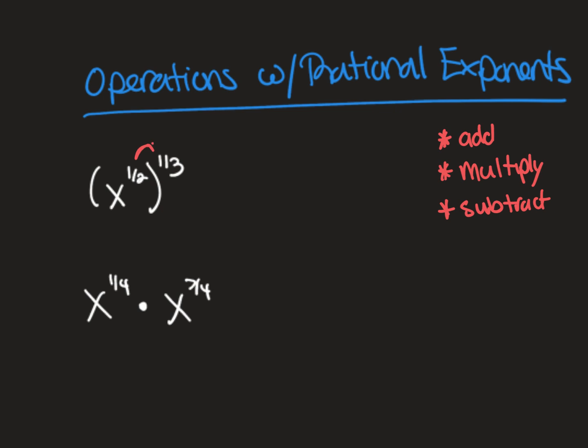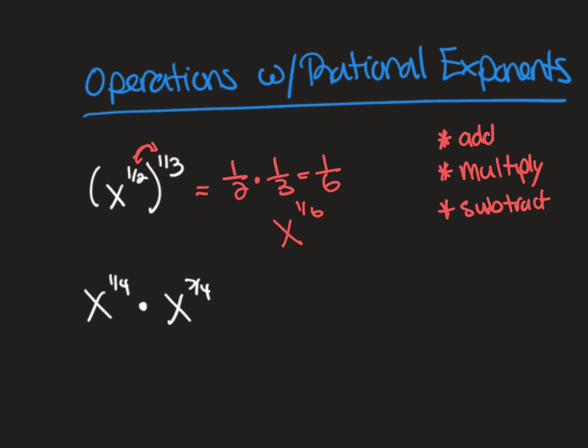Here we have a power to another power. So we are going to multiply those exponents. And since they are fractions, we do want to remember that when you're multiplying fractions, essentially you're just going straight across. So it ends up being 1/6. So my final answer here is going to be x to the 1/6.